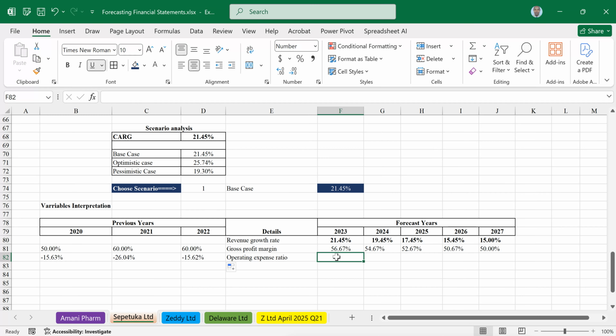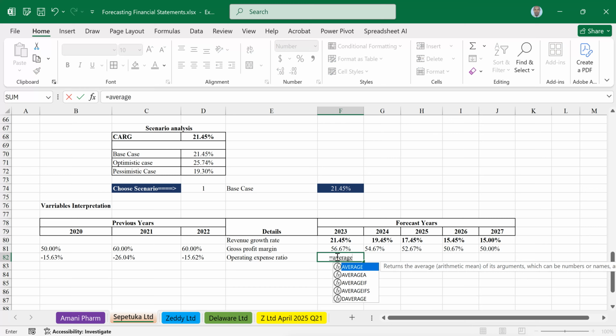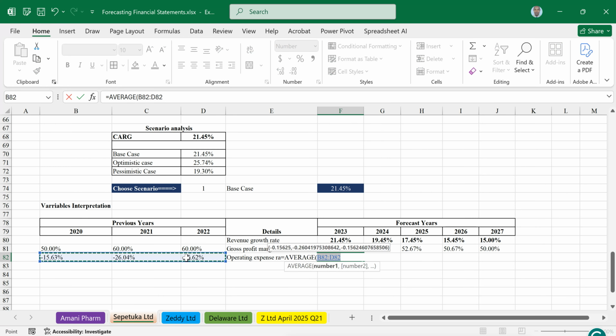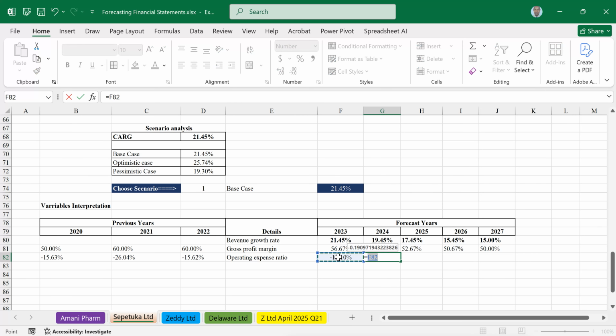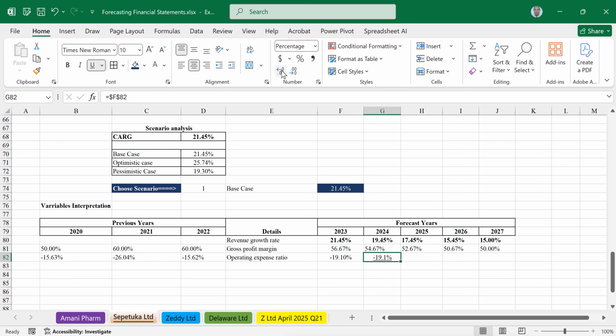So they said it will be the average, so equal sign average, get that average, close bracket and enter, convert that to percent. If it's bringing something else, then that will remain constant throughout the forecast period. So constant means equal sign, click on this, lock that, enter, and it will remain constant throughout the forecast period.